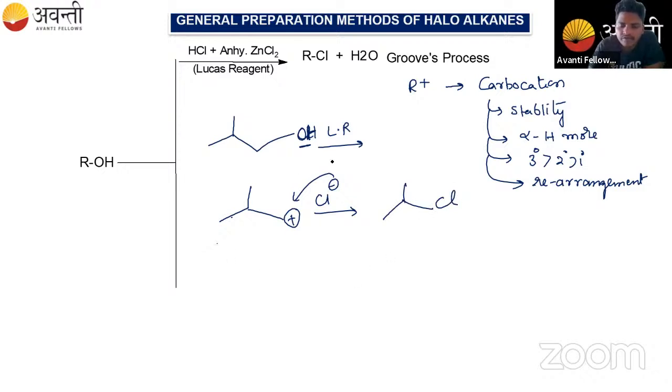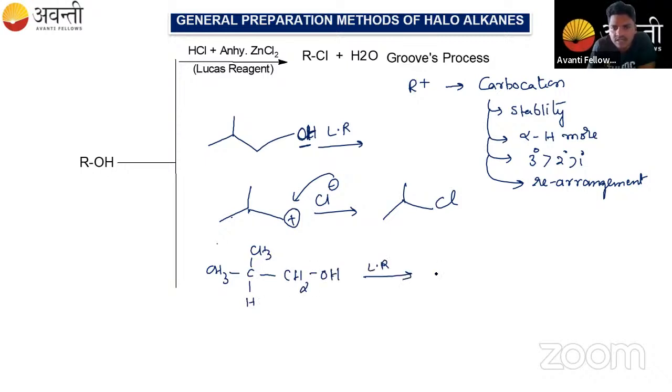But ideally, if you write it in the open structure, that is CH3, CH3, CH2, OH. This is the structure. If I am using the Lucas reagent, what is the first step? CH3, C bond, CH3, H, and here you will get CH2 plus. Now you can see it very clearly, CH2 plus.